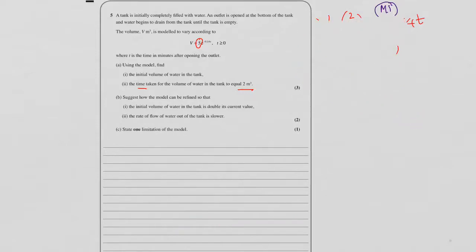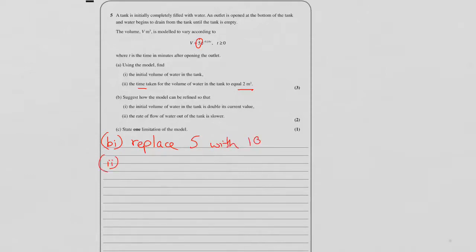Okay, part B, these are some questions now about how we can refine the model. So B part 1. Suggest how the model can be refined. So the initial volume is double. Okay, well, this is easy. At the moment, it's got a volume of 5 initially, so just replace the 5 with 10. There we go.